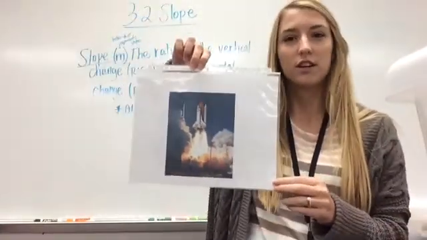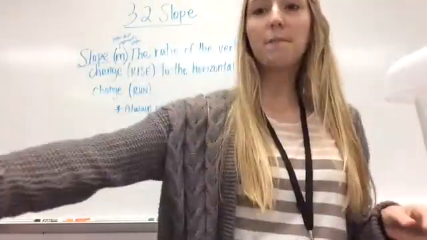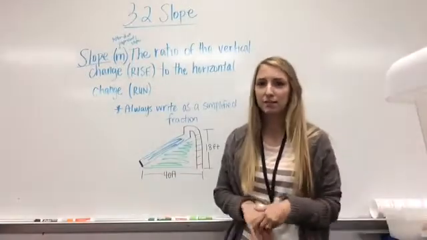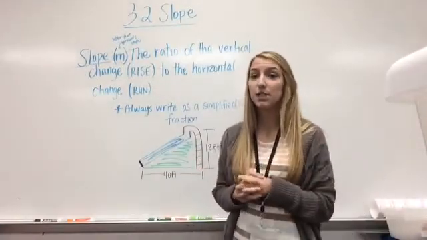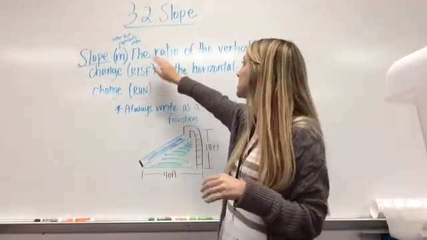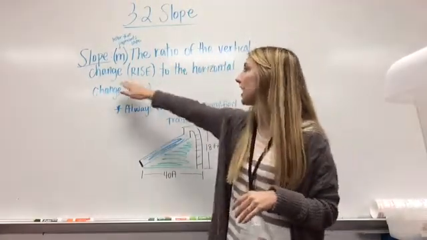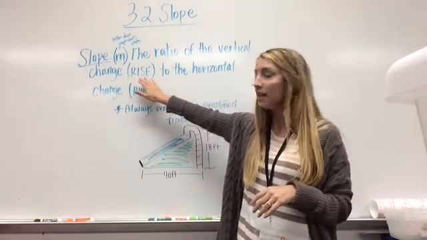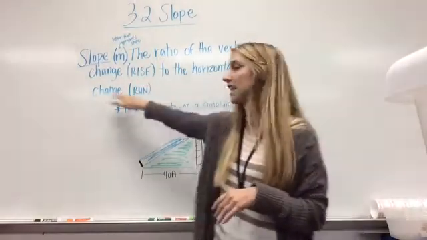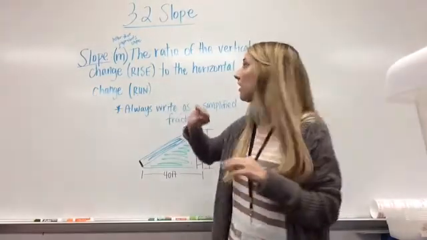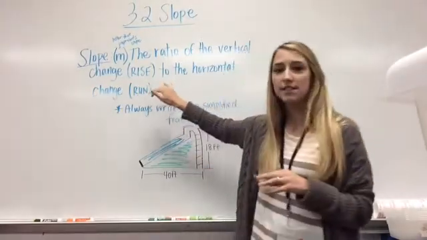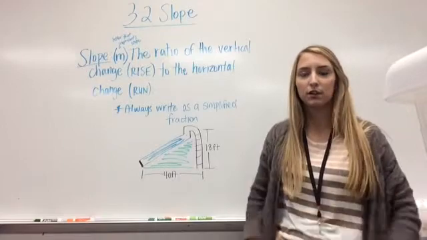So, in case you're wondering, which I know you were, what the mathy definition of slope is, it's this. It's the ratio of the vertical change, which is the rise, to the horizontal change, which we're going to call the run. So I'll give you a second to go ahead and write this down, and then I'll explain a little bit more.